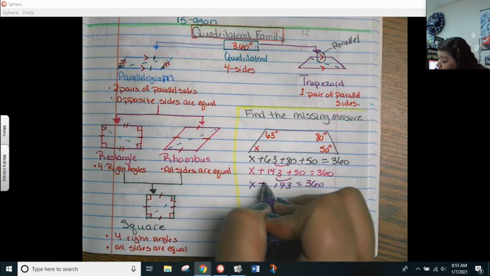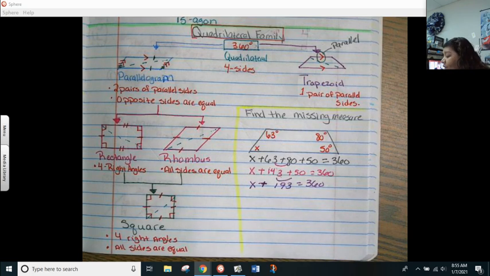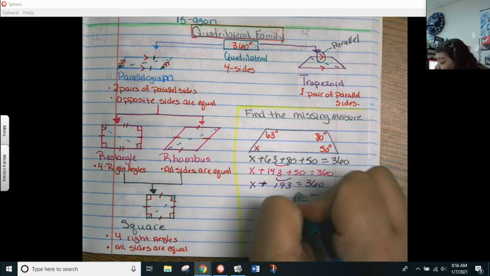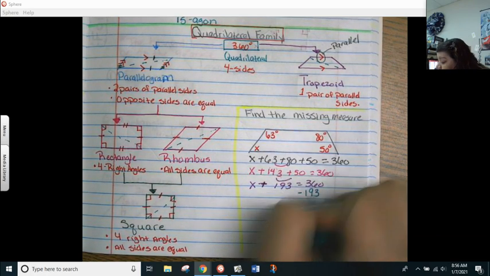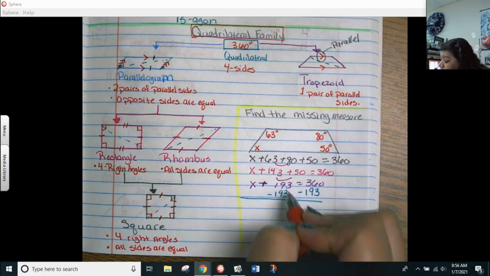And now we have an equation. See, some number plus 193 equals 360. Well, how can I figure out that missing number? Do you remember? We do the opposite. So instead of adding 193, I'm going to subtract 193. Okay, and that's going to give us our answer. Watch.